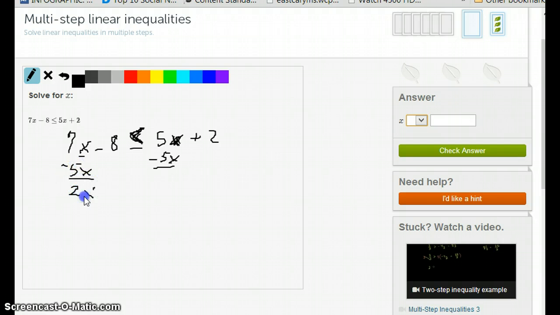So what's left over here is 2x, what's left over here is 0. That's great because that's what we wanted. We wanted to get rid of this.